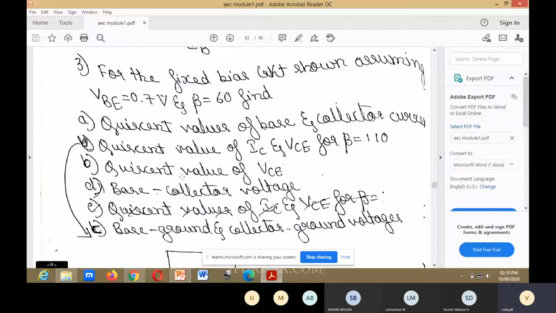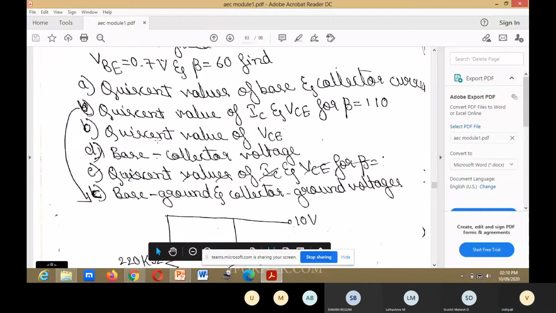Next, the quiescent value of VCE. Next, the base to ground and collector to ground voltages, that is VB and VC. Next, the base collector voltage, that is VBC.